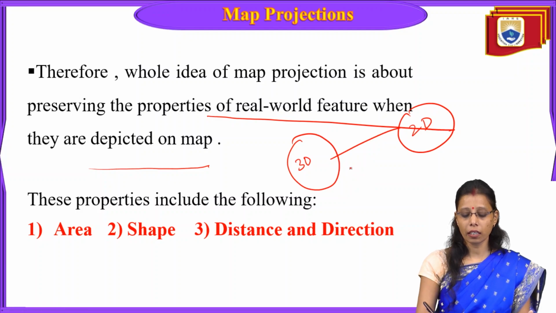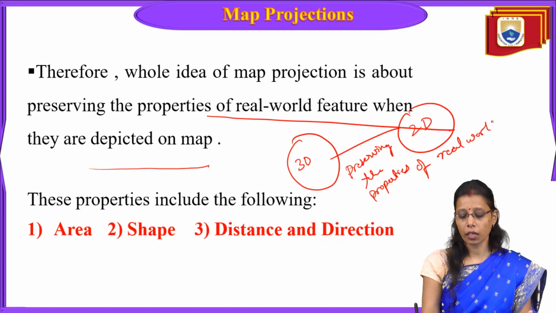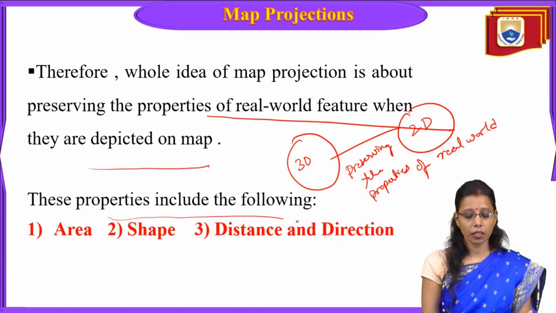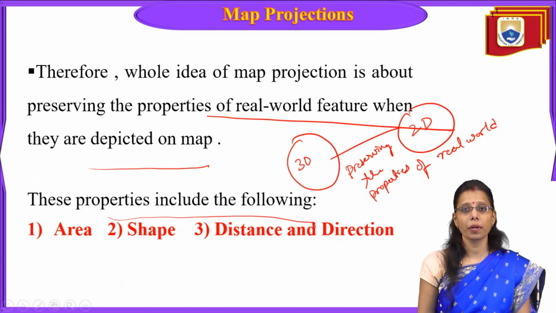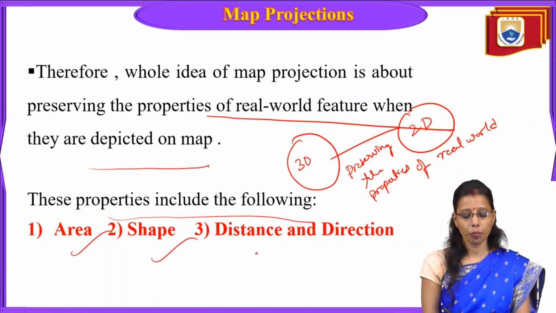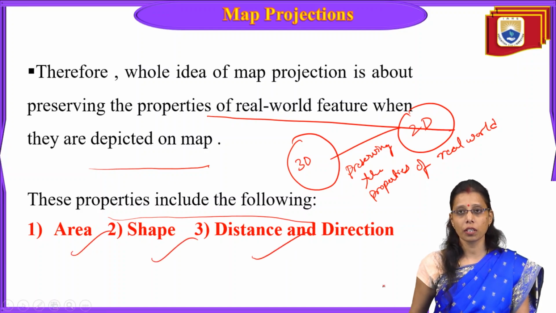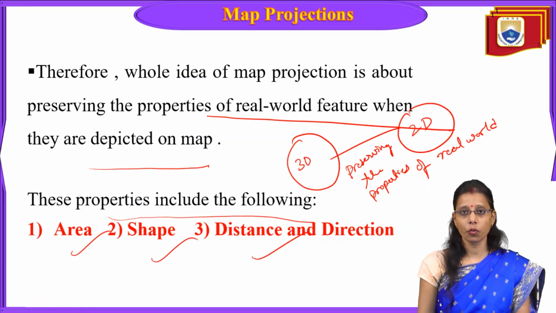So while converting, we preserve the properties of real world features as they are depicted on the map. These properties include the following. What do the properties include? Area, shape, distance and direction. These are the different properties to be maintained while transferring from 3D to 2D.